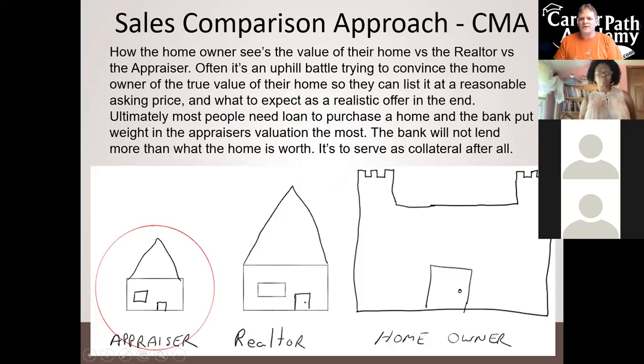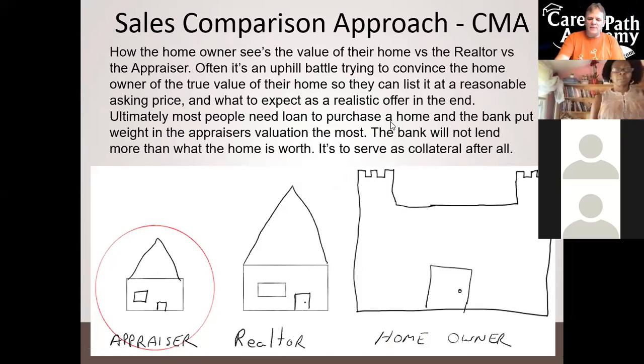So sales comparison approach, the CMA. Once again, this is not the first time I showed you this picture. This is how the homeowner views their house when we value it. This is how the realtor sees the house, and this is the way the appraiser sees it. Why is the appraiser here and we're here? Why are we still off a bit?